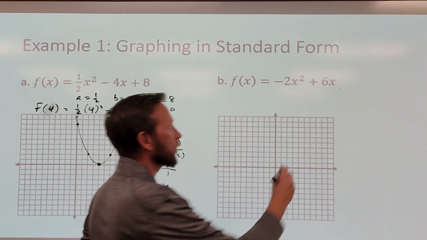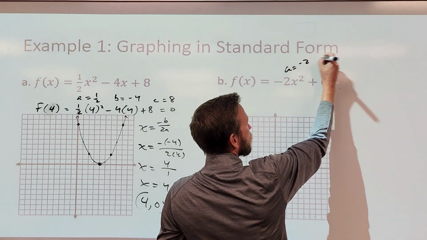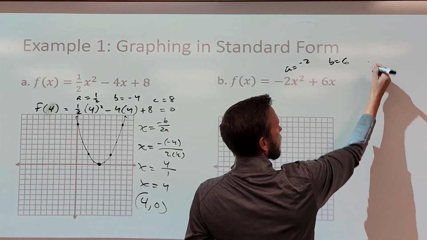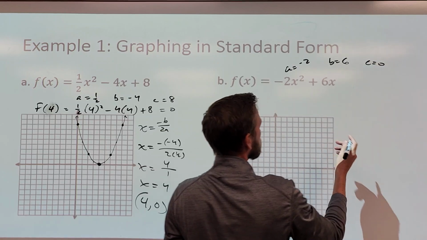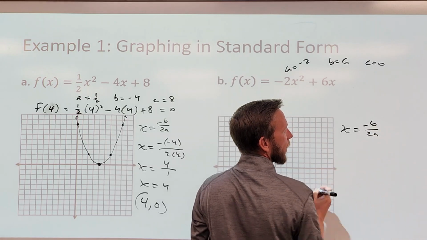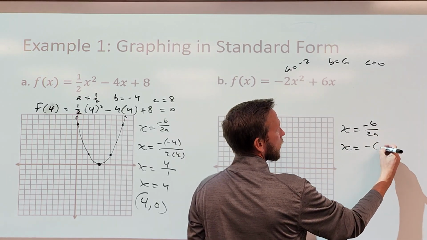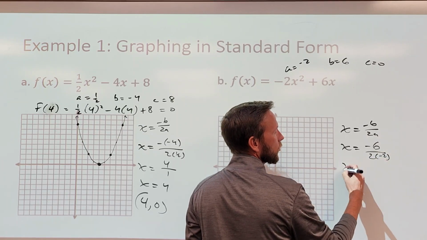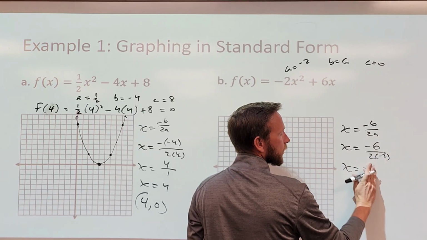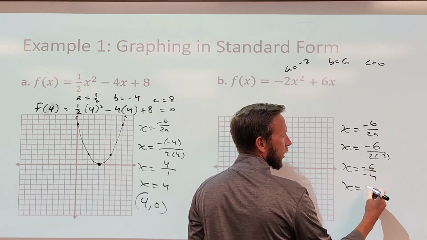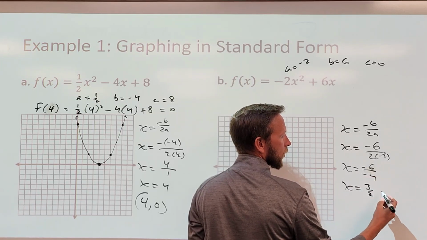All right, let's try this one. Here, a is -2, b is 6, and c, there's nothing being added here, so we know that c is equal to 0. That's not super relevant when we know that we're just going to use the opposite of b over 2a. So in this case, the opposite of 6 over 2 times -2. So x is -6 over -4, which is +1.5.